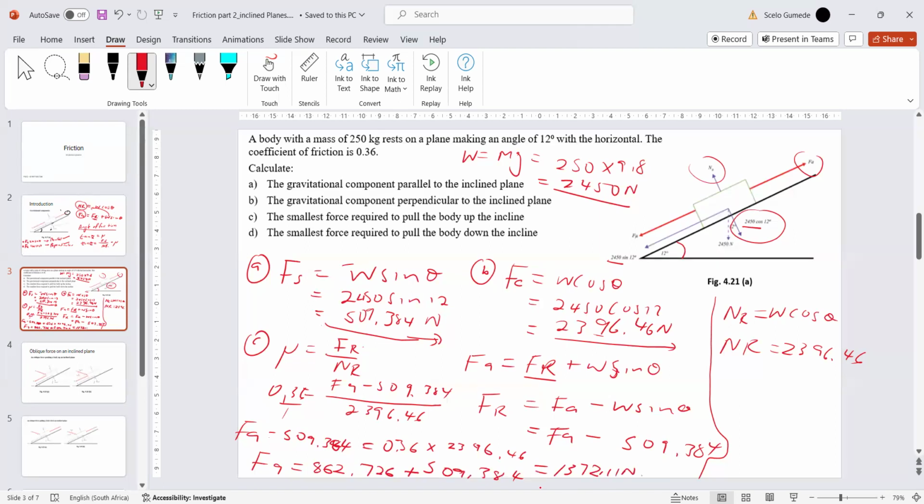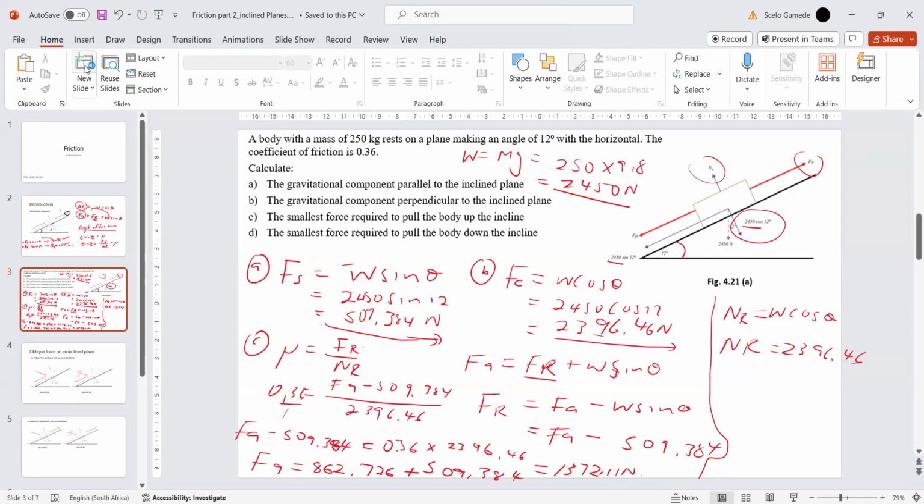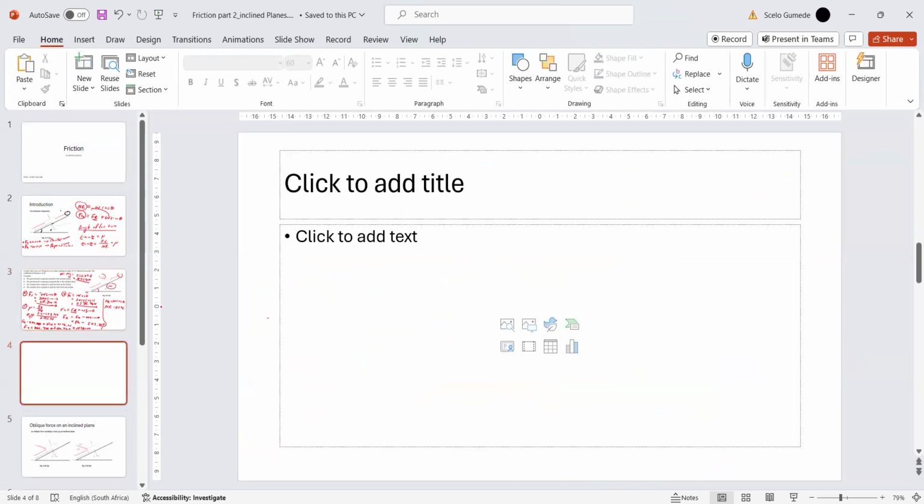1,372.11 newtons. Please confirm the answer. Right, so we've got the force going up. What happens when you have a force going down? Let me do that quickly because we don't have space.